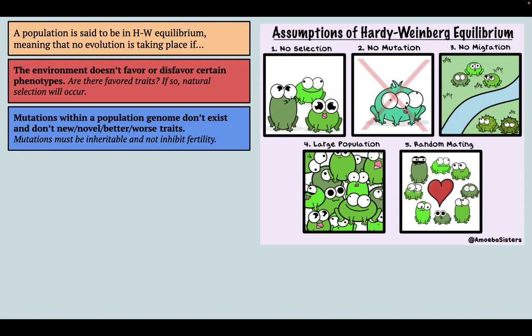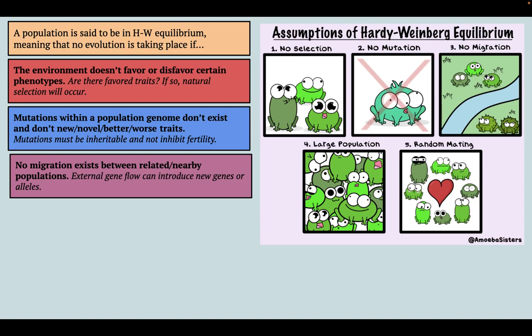Now, because mutations happen all the time when individuals make sperm and eggs due to meiosis, this is not possible. Mutations can be new, they can be different, they can be better, they can be worse. All of those occur. Finding a population that doesn't have mutations is incredibly hard. The third is there's no migration. There's no new individuals coming in or leaving the population from other populations of the same species. So if you have two frog species, if they can't get across the river, they're not going to evolve.